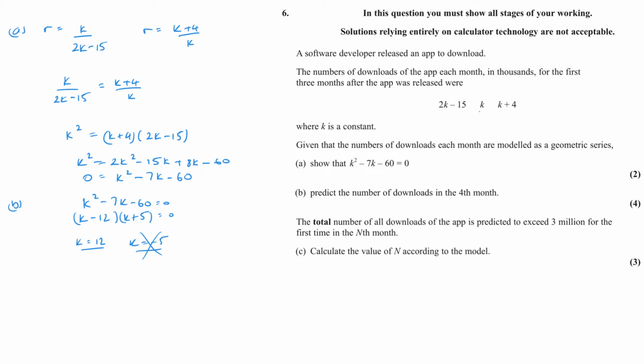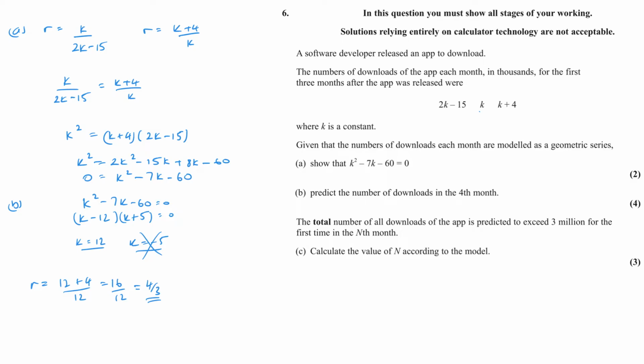This negative k isn't going to work because it's increasing. Obviously a negative value there isn't going to work for r. And then we can work out what r is. r is (12 + 4) over 12, so 16 over 12, 4/3. Oh, of course. Don't know why I needed my calculator for that.